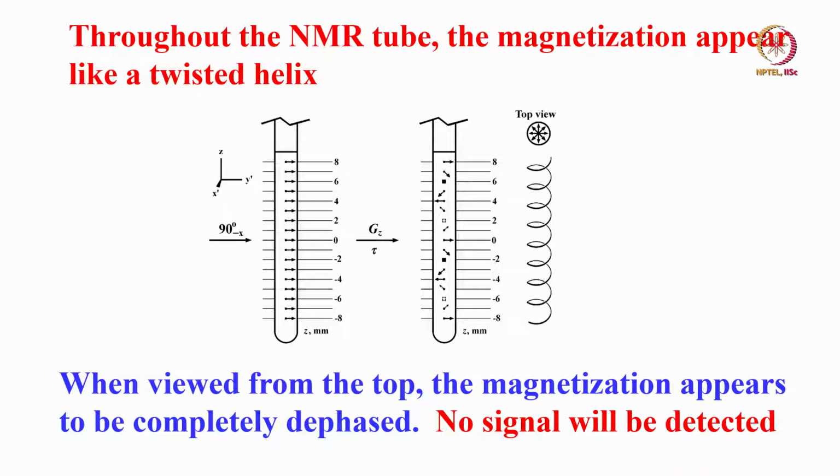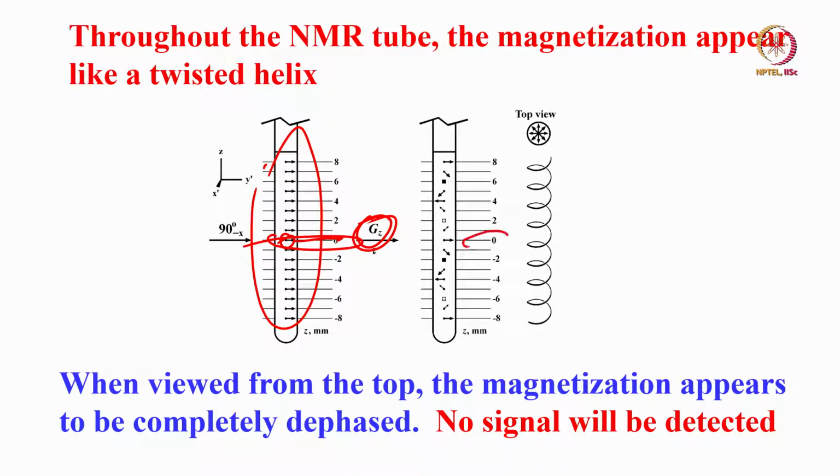Throughout the NMR tube, the magnetization appears as if it is a twisted coil. See, this is the center of the NMR tube at which it is 0. There is no change. Let us say the gradient field along the z axis is 0 at this point. All the spins here are on resonance. It does not change at all. But before application of the field, everything actually has the same precessional frequency across the entire sample tube. Now I am going to apply Gz exactly matching with the 0 at the center of the tube.